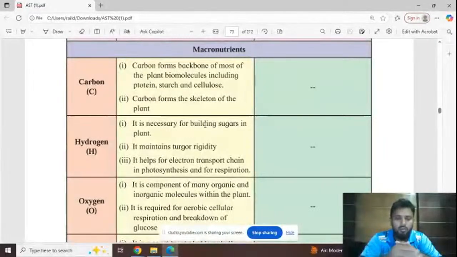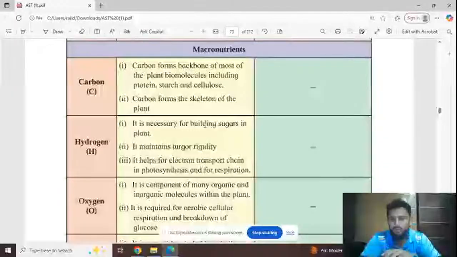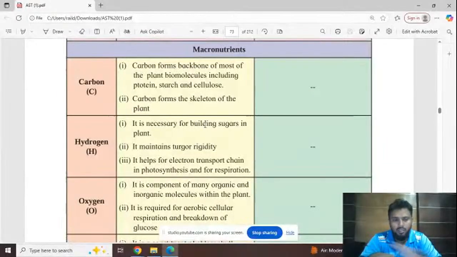This particular thing you are going to study especially in biology. Okay, electron transport chain, which is found in photosynthesis as well as respiration. All these details you are going to study.